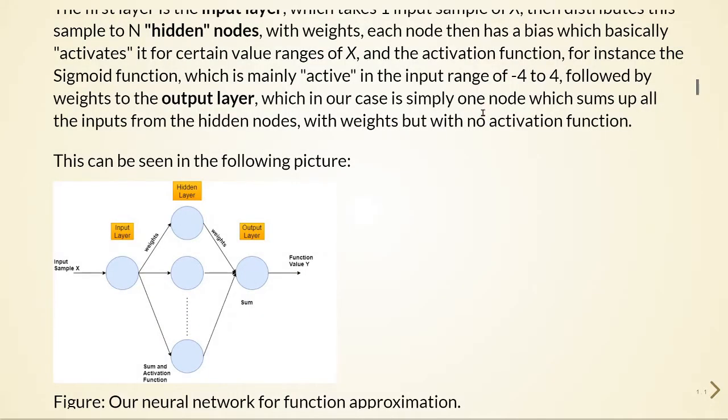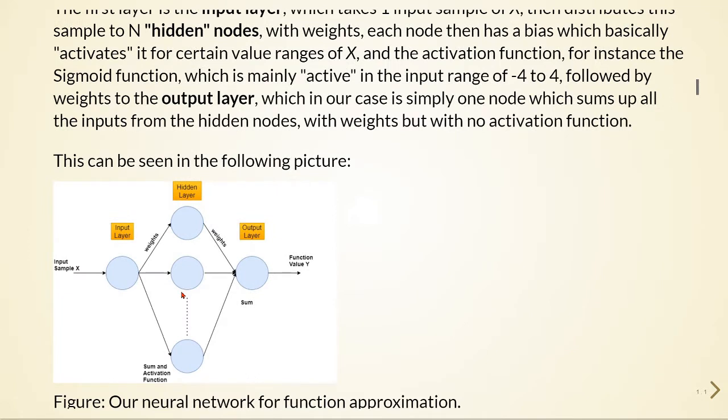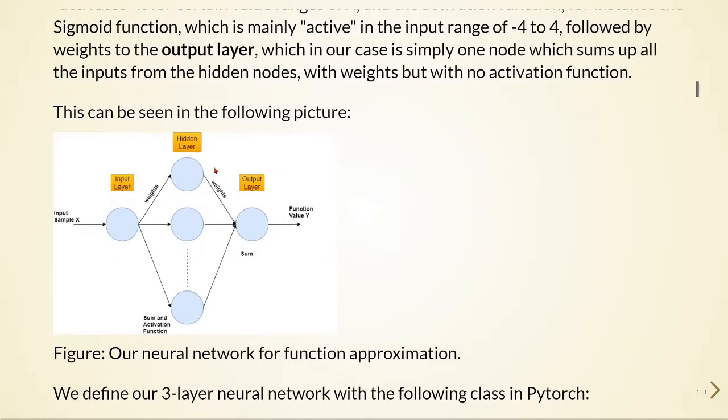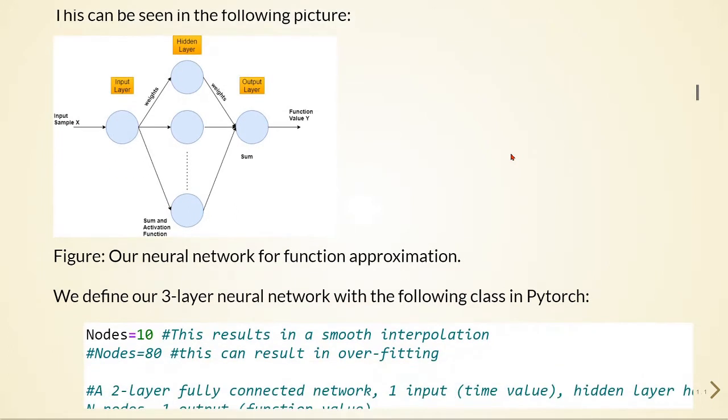We can see the structure of this network in this picture here. So we have our input sample, we'll have our input layer that will take this input sample and then it will distribute to n hidden nodes with weights, and each node will have a bias and activation function, and then there will be followed by the output layer that in our case it just will add all the inputs from the hidden nodes with weights but without any activation function.